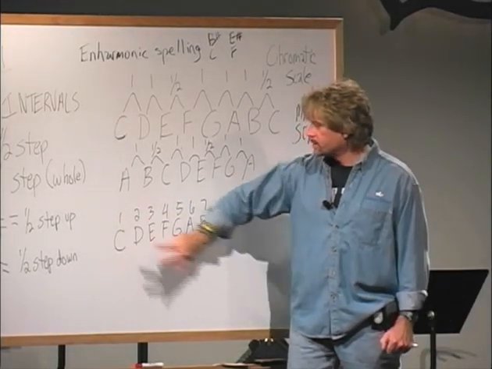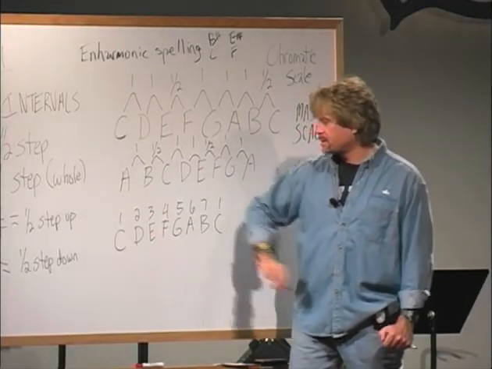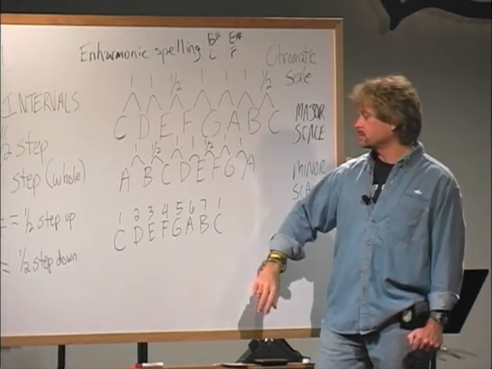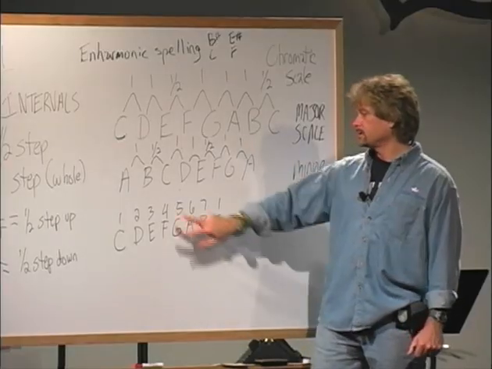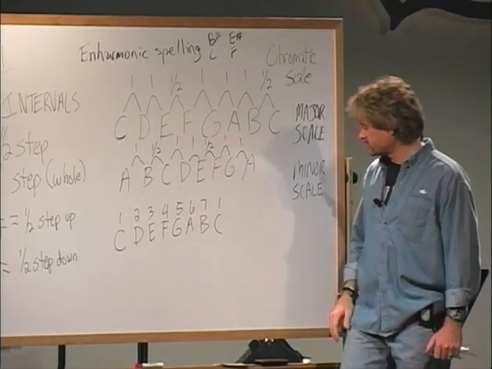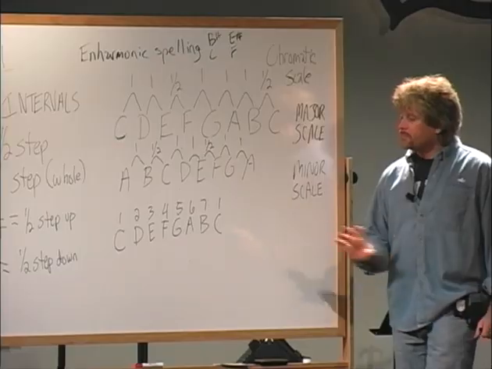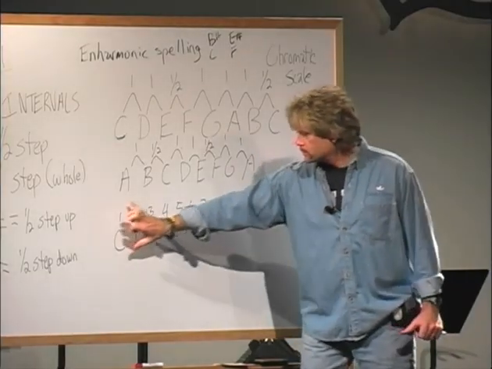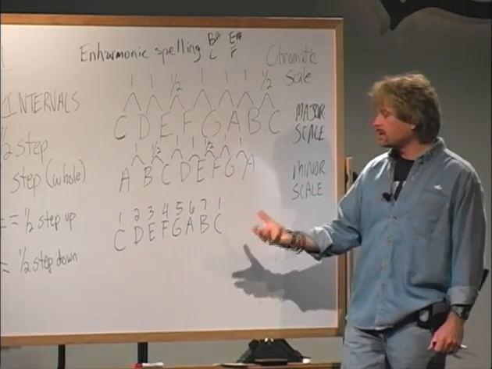Okay? If we were in the G major scale, then the G becomes 1, the A becomes 2, the B becomes 3, the C becomes 4, the D becomes 5. And again, this is crucial. As you can build this scale, so many things open up.